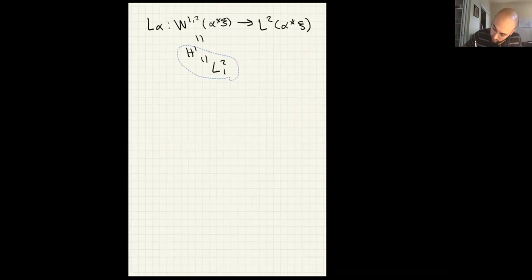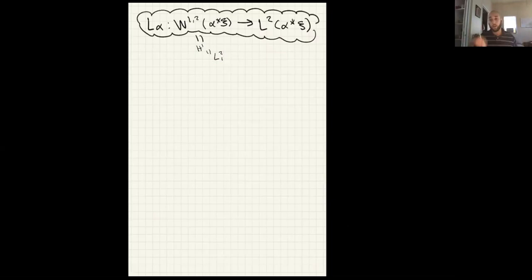So you could ask, is this even a bounded linear operator now that you've extended it to Banach spaces? Yes, it is continuous. And not only is it continuous, but it's Fredholm. Not only is it Fredholm, it's Fredholm of index 0. So L alpha is Fredholm of index 0. If you're interested in why that might be, I think it's worth talking about.